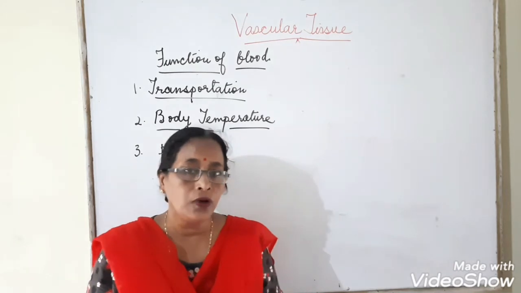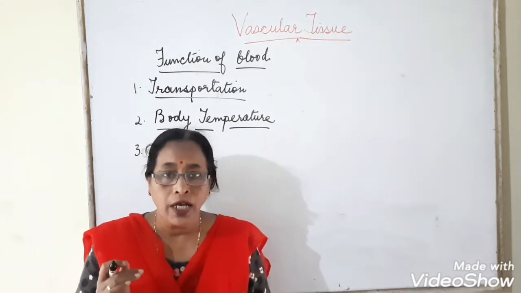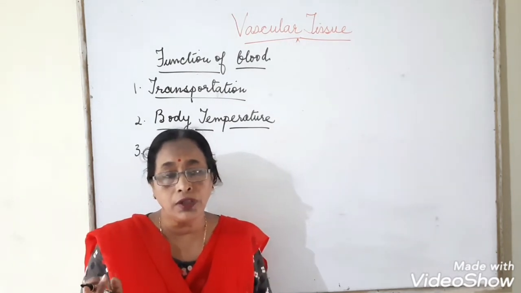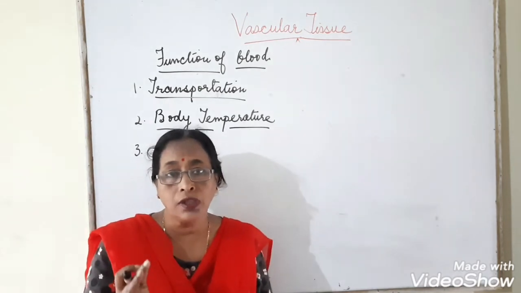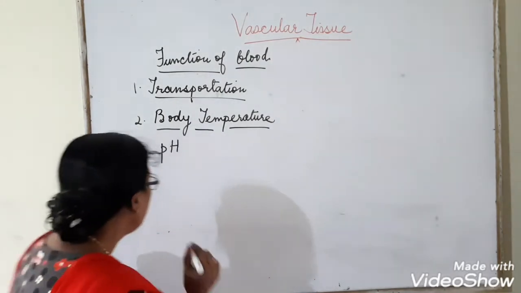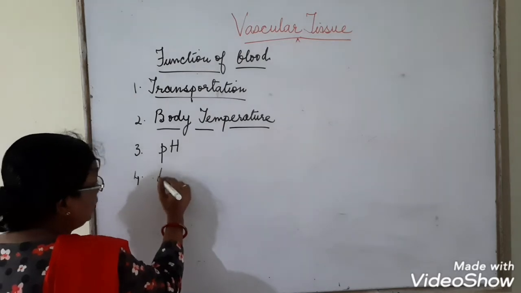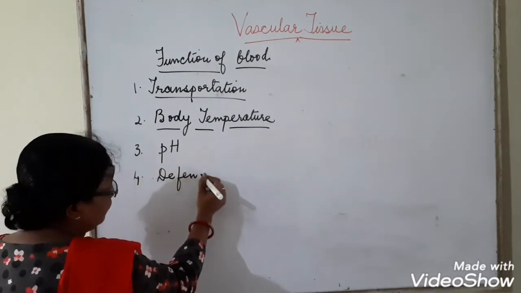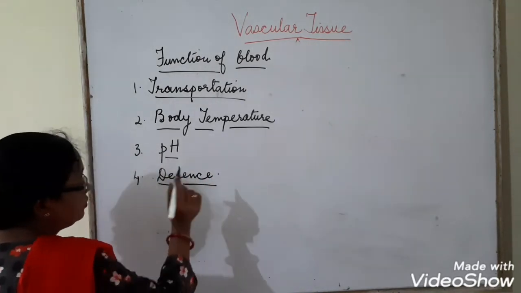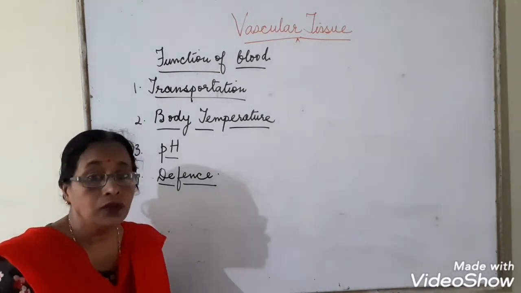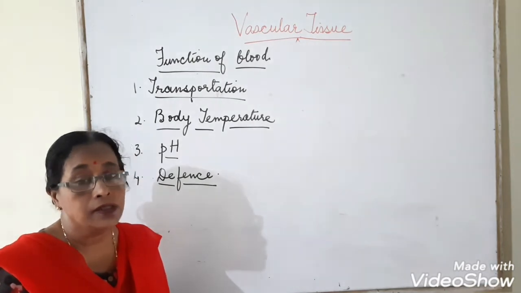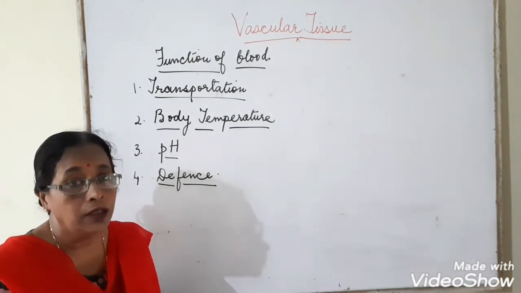Blood also defends the body. We talked about the lymphocytes and the macrophages, that is the monocytes, which actually defend the body. The lymphocytes are the immune cells which help in developing the immune system of the body. So one of the functions is defense. It defends the body from different diseases or pathogenic attacks. The macrophages or the white blood cells kill the pathogens that enter the blood.